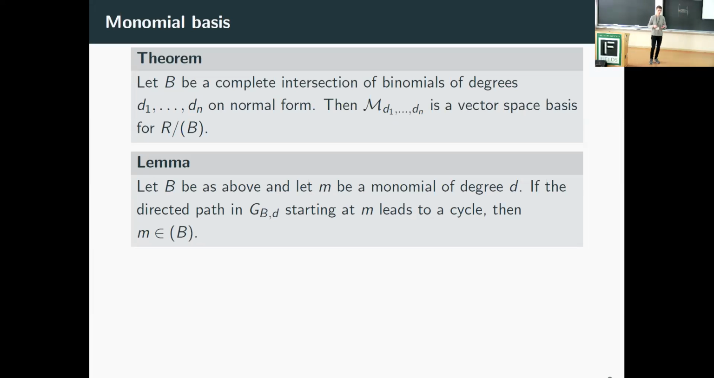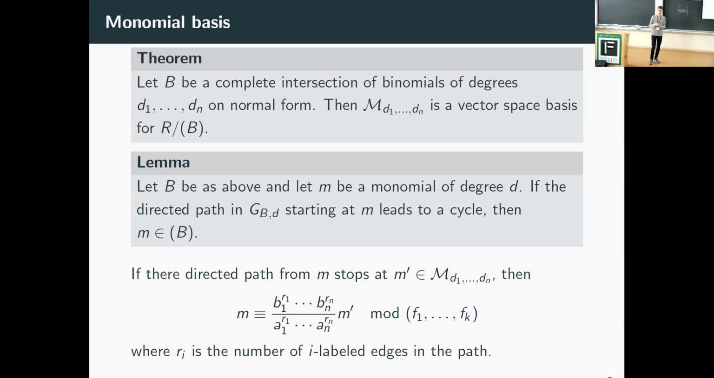So we know that if we look at any monomial, then either it goes to a directed cycle and it reduces to 0, or it has a directed path going to some element in the basis, and then we can even describe explicitly what multiple of that basis element it will be by just seeing what labeled edges to use in this graph to get to it. So this shows that M d1 to dn spans, and we know it has the right size, so it's a basis.